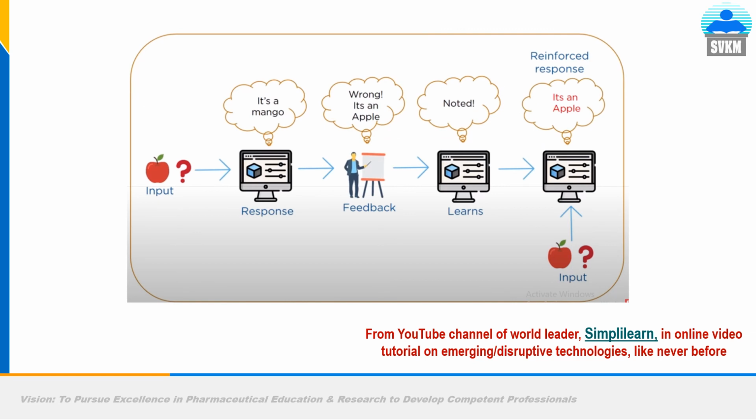Another example for the same: the input is shown, and the machine's response is that it is a mango. You will tell it no, wrong, it is an apple. This is feedback given by humans. The machine will learn and note it. Then next time you show an apple, it will say okay, it is an apple. This is called reinforcement learning.